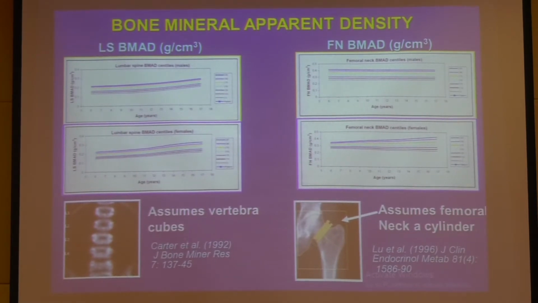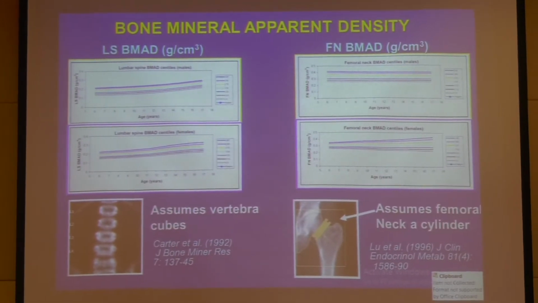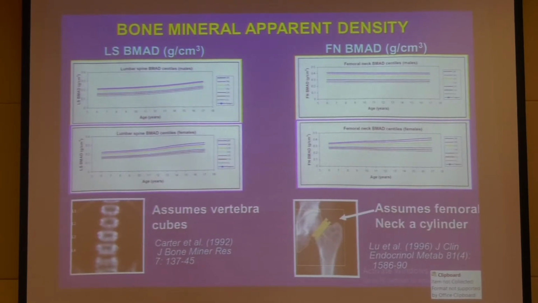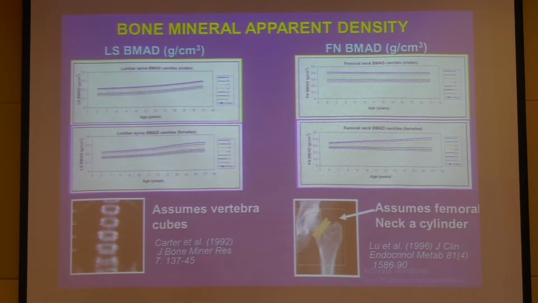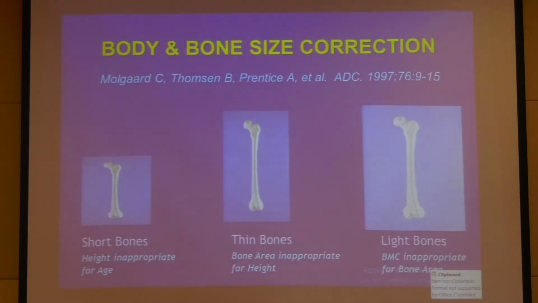For the lumbar spine, we estimate and calculate what's known as lumbar spine bone mineral apparent density. So we assume that the vertebral bodies are like cubes. And there's a formula by Carter which is very easy to work out, and we get very nice normative data. These are from our normal LMS curves for our normative data. And you can do the same for the femoral neck. So by working out bone mineral apparent density, you are to some extent eliminating some of the size problems.